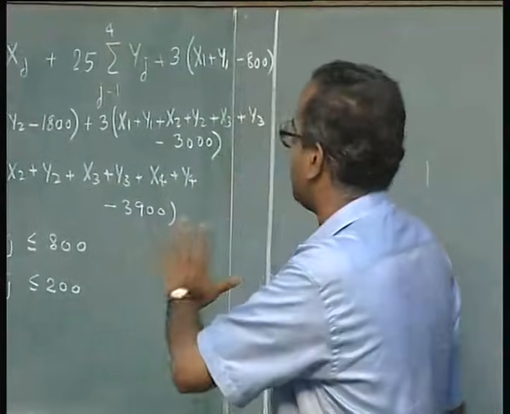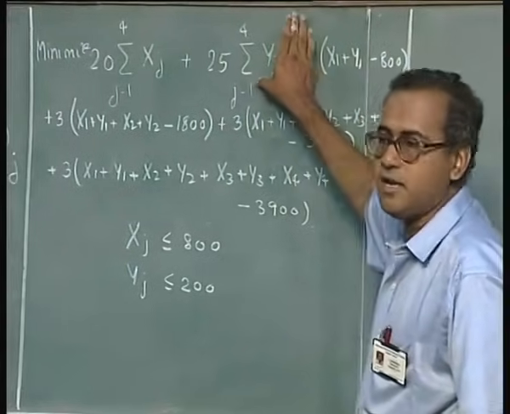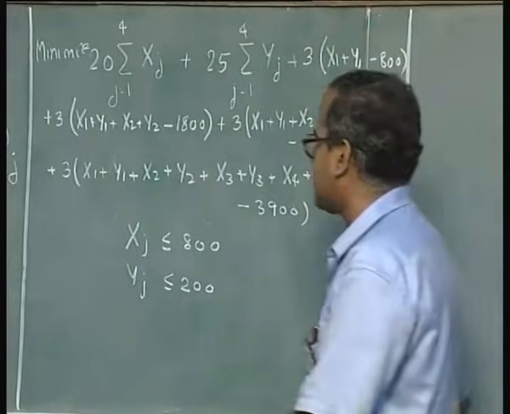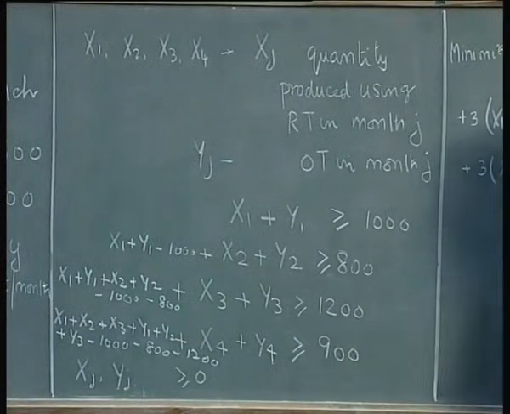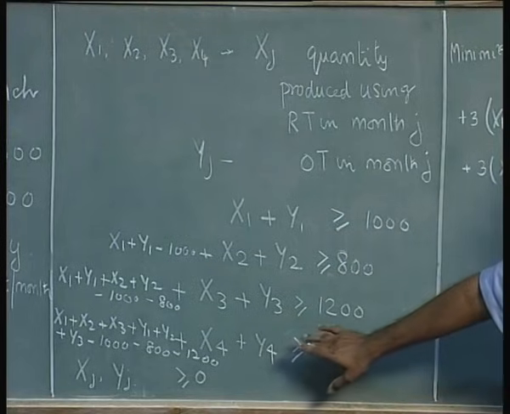From this formulation we have learnt a few things. We have learnt a minimization objective function. The earlier formulation had a maximization objective function. In this formulation we learnt to introduce greater than or equal to type inequalities, which we did not see in the earlier formulation.